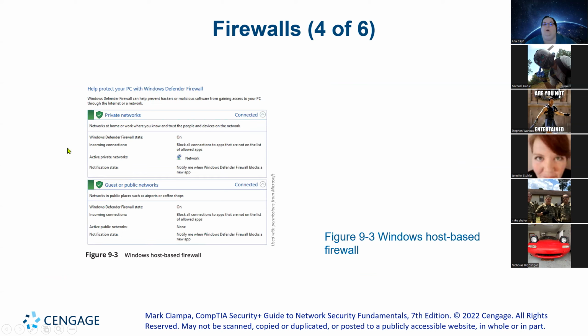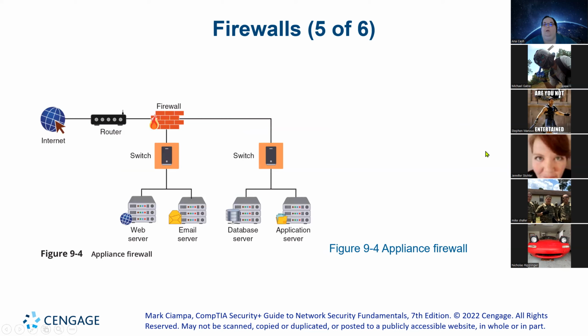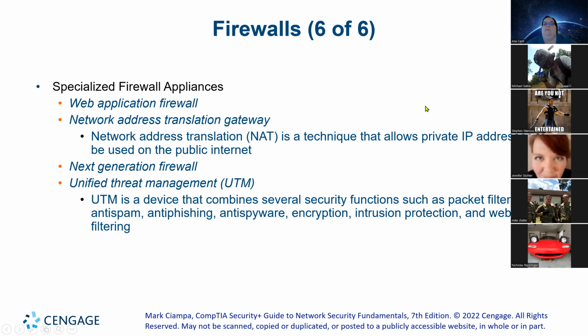This is what a Windows host-based firewall looks like. I'm pretty sure all of you have seen that because those little screens pop up frequently. This is an example of where an appliance-based firewall is placed. It's usually placed between the routers and the switches. Then they go over specialized firewall appliances.